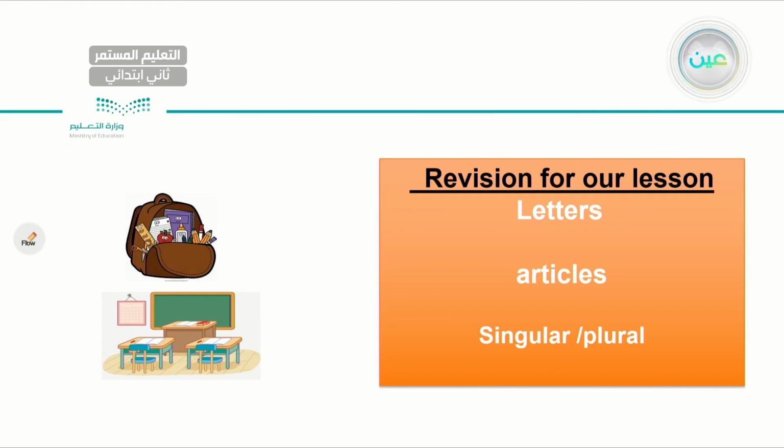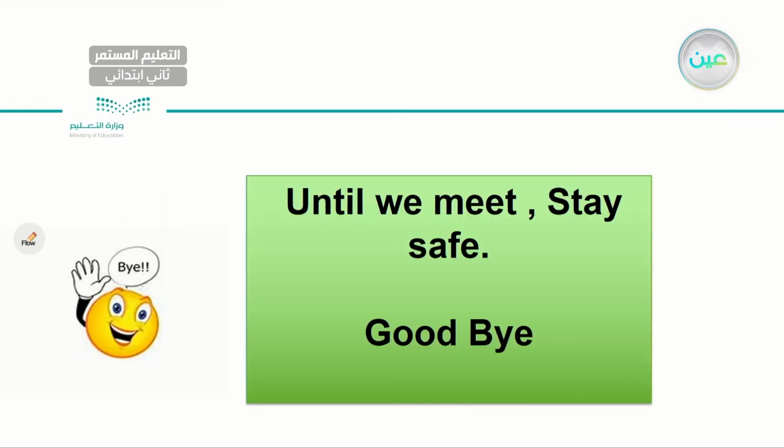So let's try to revise what we've learned in this lesson, my dear student. We revised letters, how to read them, how to write them. We have been doing several exercises. Also, we introduced articles, a and an, how to use them, when to use them. And we revised singular and plural, apple, an apple, or 5 apples, for example.